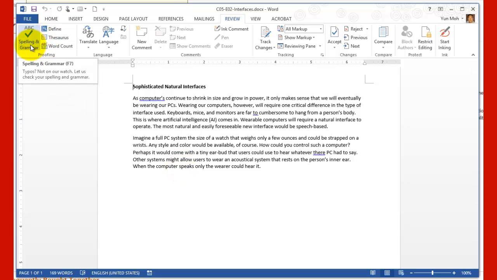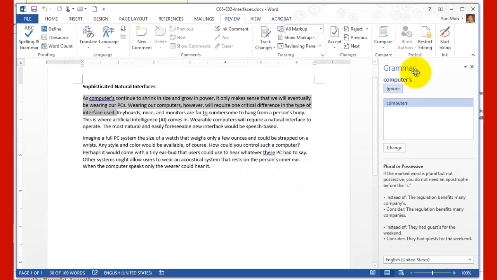Go ahead and click on spelling and grammar, and instead of a spelling pane, now you have a grammar pane. You have this first paragraph selected, actually a couple of paragraphs selected, and there's one word that is in question, in this case computers. Why is there a possible error?